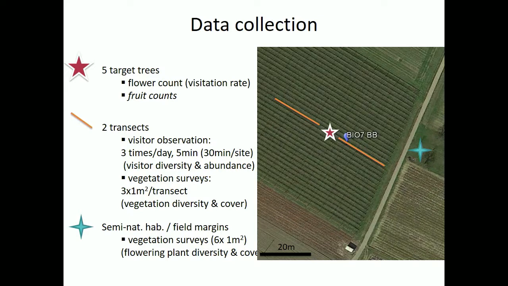We also recorded vegetation by using quadrats of 1 square meter, and we had 3 quadrats in the outside transect and 3 quadrats in the inside transect, where we got the vegetation diversity and the cover for each species. We did the same vegetation surveys in the semi-natural habitat when there was one, and when there was no semi-natural habitat, we used the field margin, so this would be something like that. And we also recorded flowering plant diversity and cover.